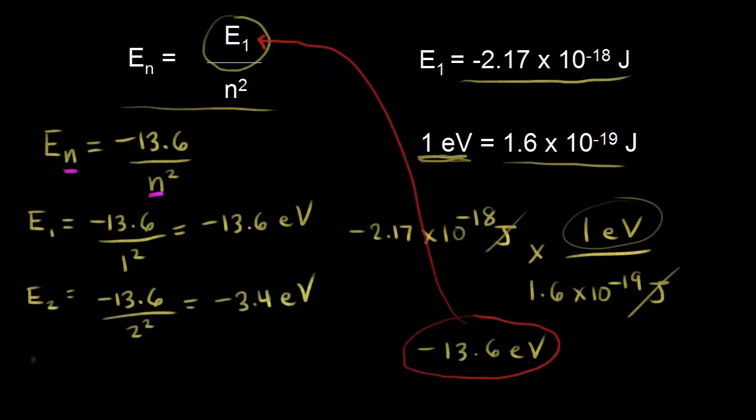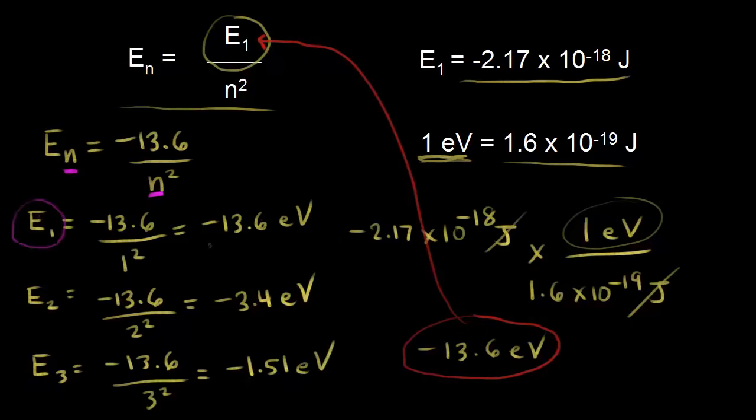And then let's do one more. So the energy for the third energy level is equal to negative 13.6. Now n is equal to 3, so this would be 3 squared. And this gives you negative 1.51 electron volts. So we have the energies for 3 different energy levels. The energy for the first energy level is equal to negative 13.6. E2 is equal to negative 3.4, and E3 is equal to negative 1.51 electron volts.